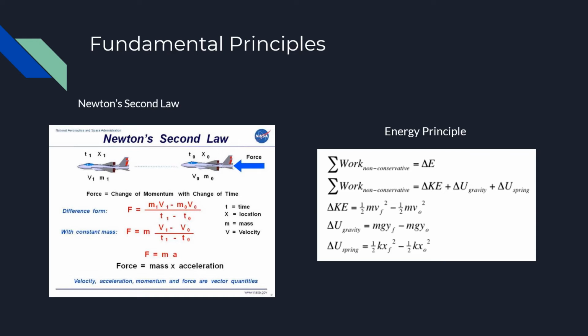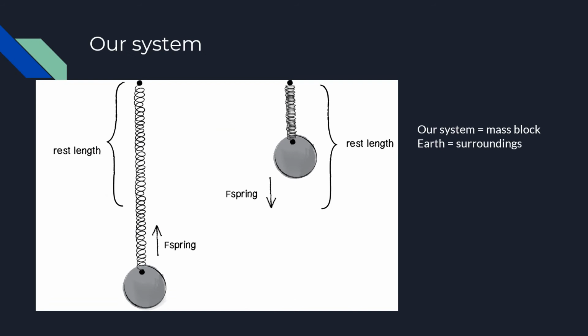And also the energy principle is extremely important, as we need to understand that the total energy is equal to the total work done in our system, and that total energy is equal to the kinetic energy, the gravitational potential energy, and the spring potential energy. And this obviously can be seen from this graphic right here. Another important thing to recognize is that our system just includes the mass block and the Earth is the surroundings. This will help us to predict our different forces acting upon our object.